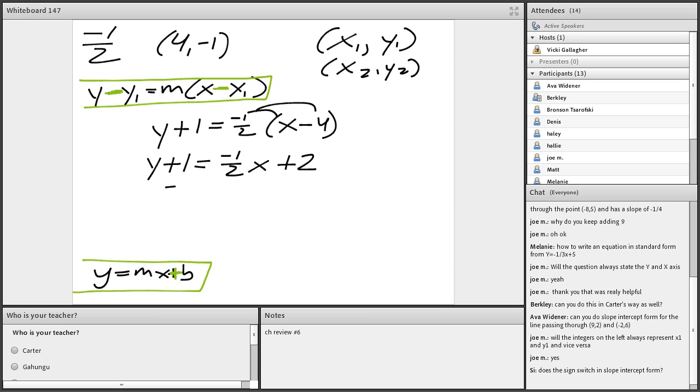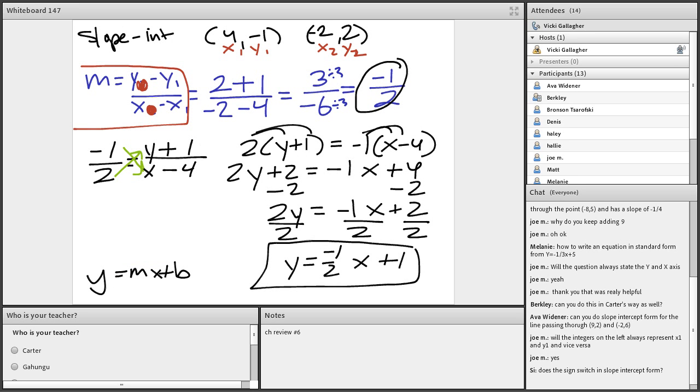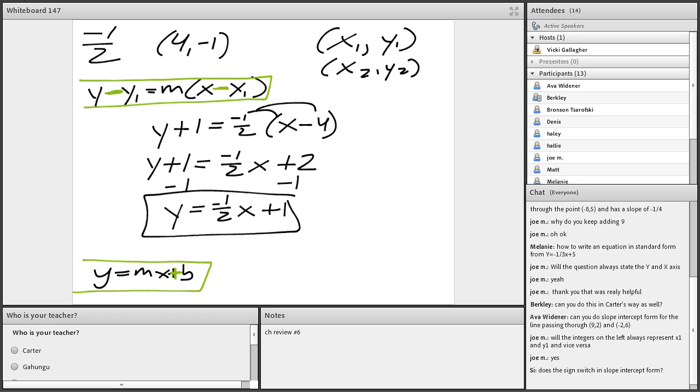We're one step away from the answer, guys. We just need to minus this 1. And then we have it. And that's the same answer I got on this other one, right? Negative 1/2 x plus 1. So it doesn't matter which method you use.